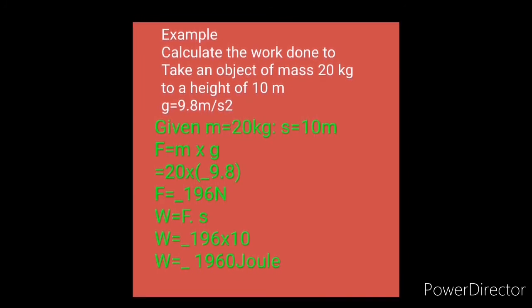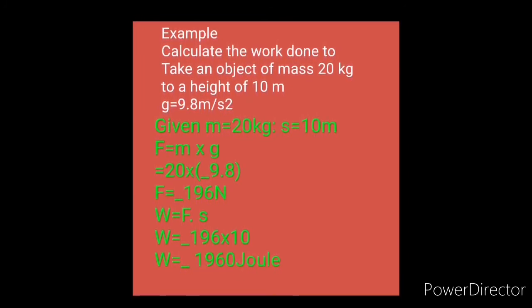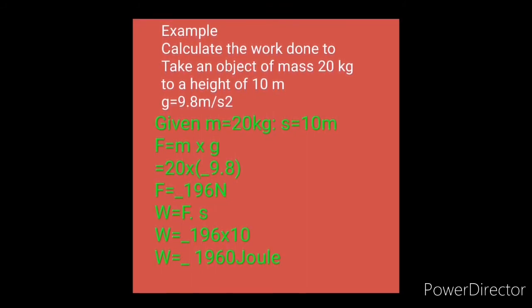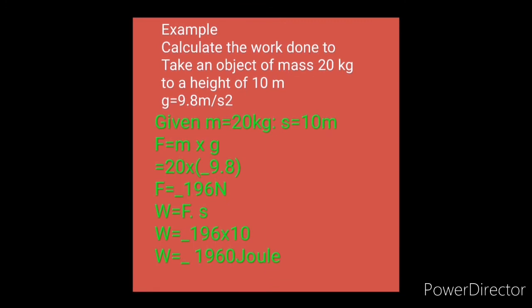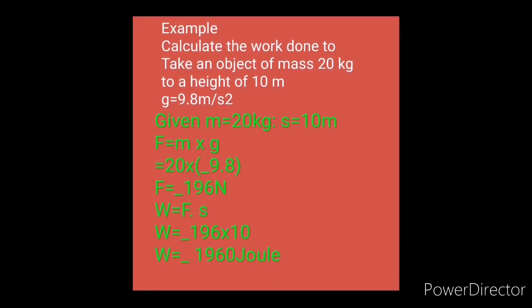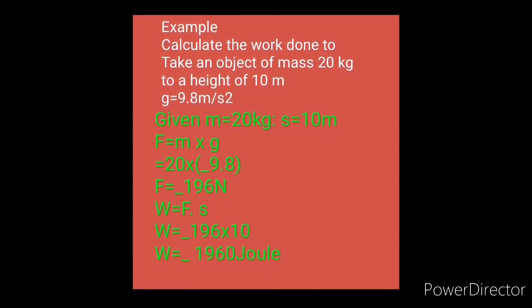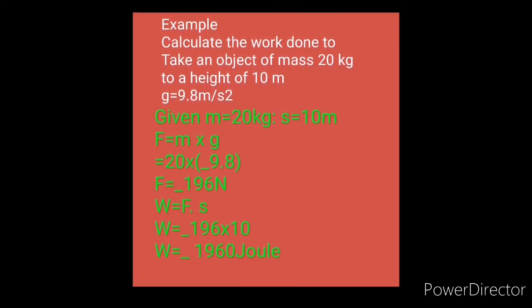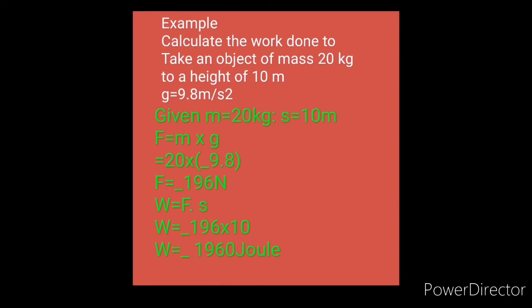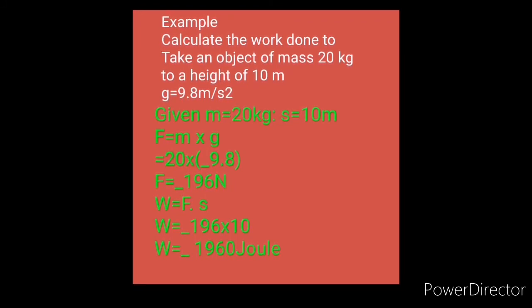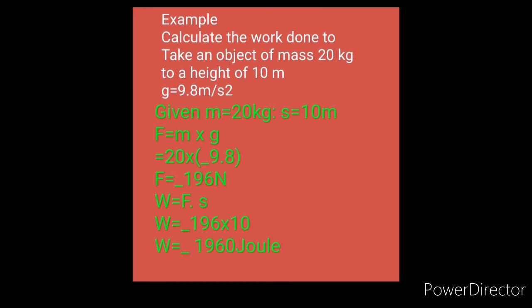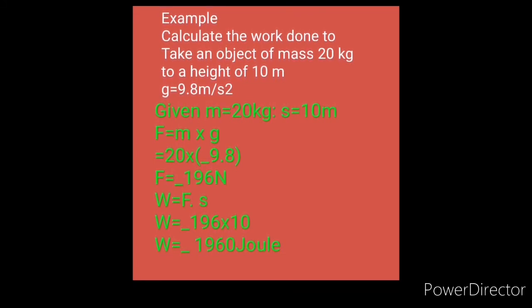F equals 20 into minus 9.8. Put this value in the equation. We get the answer F equals minus 196 Newton. The negative sign is taken because the displacement is opposite to the direction of force.